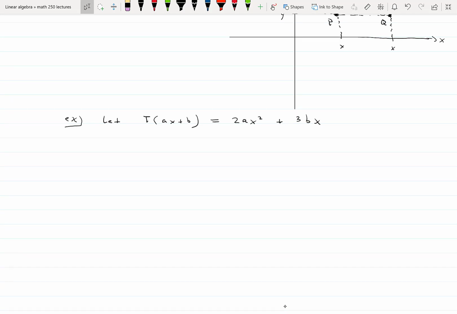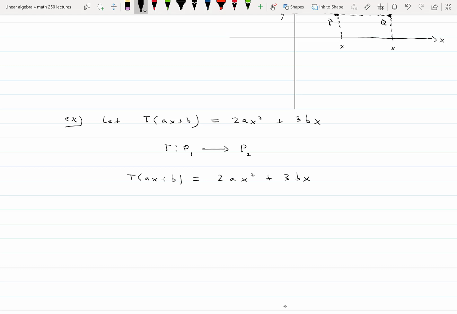Okay, so T takes something in P1 and turns it into something in what vector space? P2, the set of all polynomials of degree 2, 1, or 0, a set of all polynomials of degree 2 or less. Specifically, I'll write the formula for the transformation again, and then we'll look at some specific transformations.